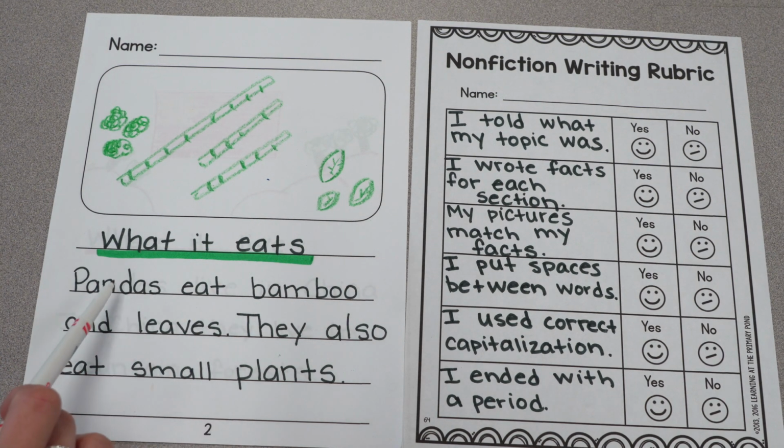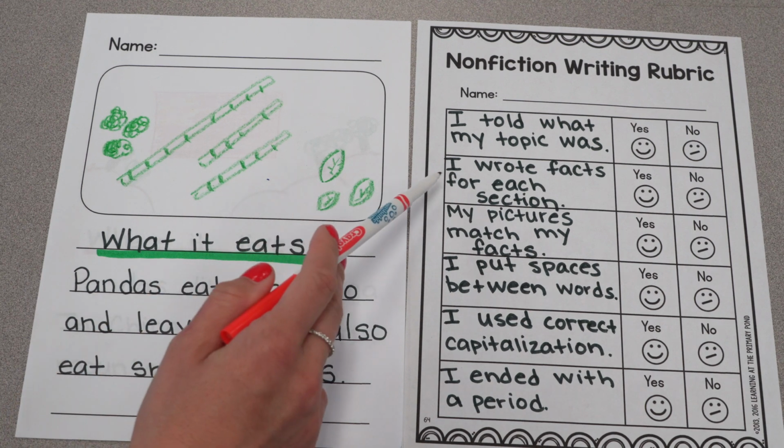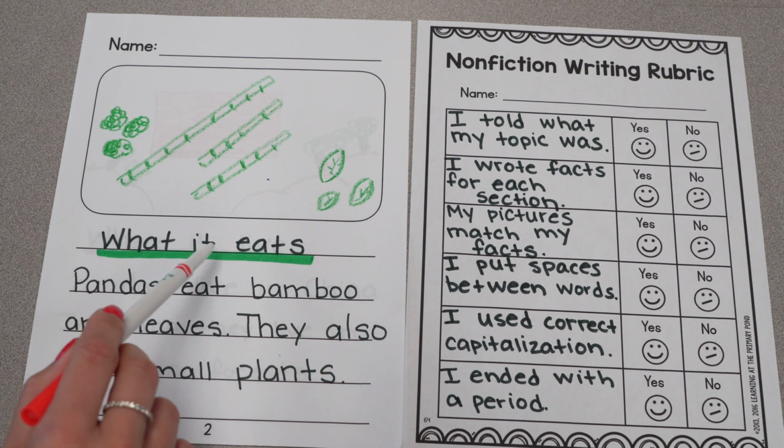What it eats. Pandas eat bamboo and leaves. They also eat small plants. All right, did I tell my topic? Yes, pandas. Did I write facts for this section? Yes, I only talked about what it eats.